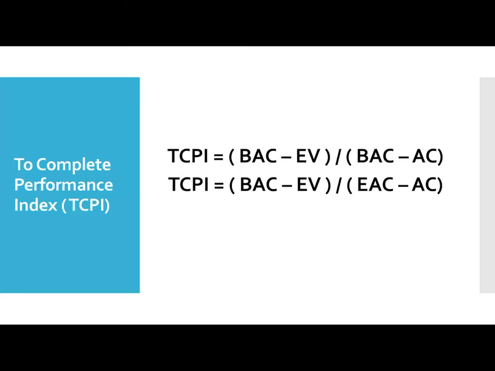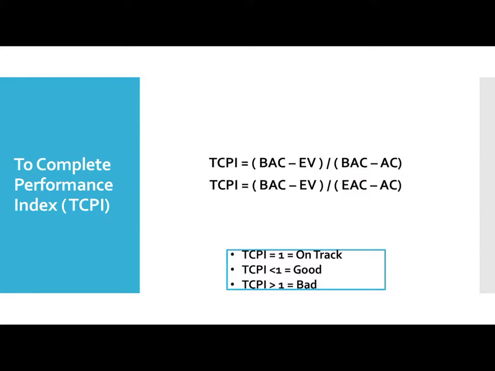To complete performance index, again it's the work remaining by fund remaining. So if the fund remaining is in terms of BAC, you divide by BAC. If the fund remaining is in terms of new estimates, divide by EAC. That's how you have to do it. So this is the division sign. That's it. Remember, this is a bit reverse. If TCPI is 1, you're on track. If TCPI is less than 1, then you are good, meaning at the rate you're going, you don't have to put in more money. If TCPI is greater than 1, then it's bad for the project. You need to do something about it.